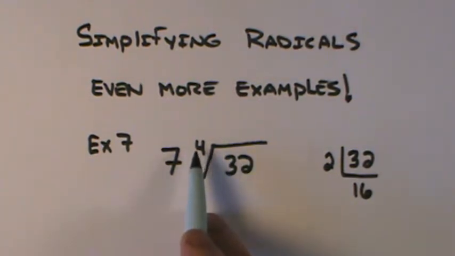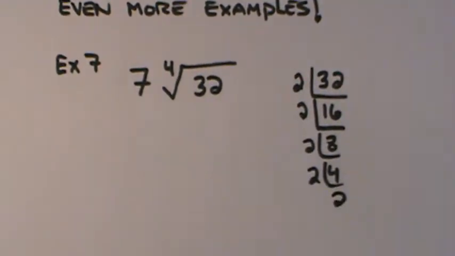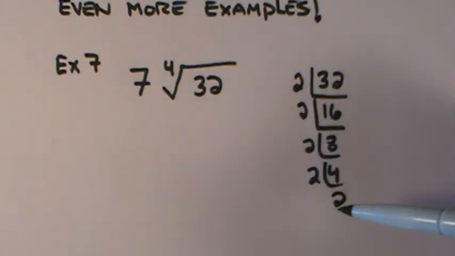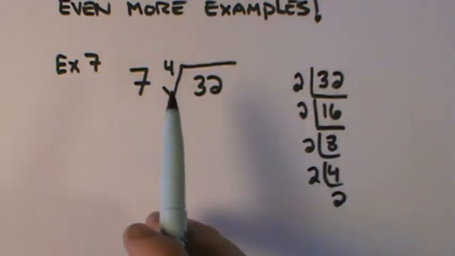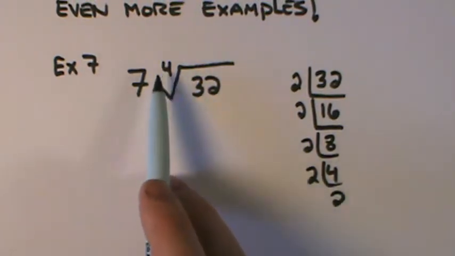Why? Because I'm looking for only things that are raised to the fourth power. So I have to continue to break this down. I go 2, which takes me to 8, 2, which takes me to 4, 2, which takes me to 2, which means that 32 is really 2 raised to the fifth power. A power of 5 does me no good. I'm looking for a power of 4.